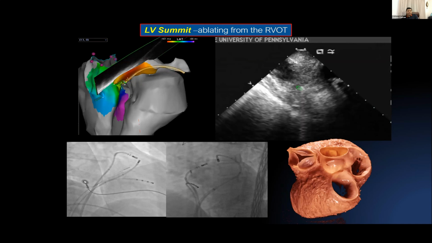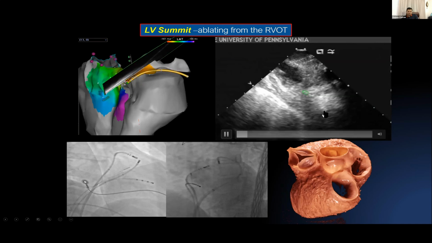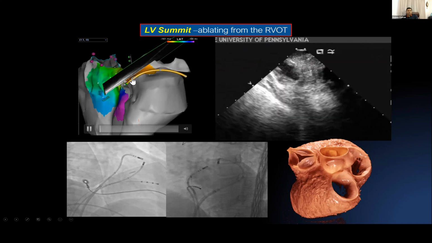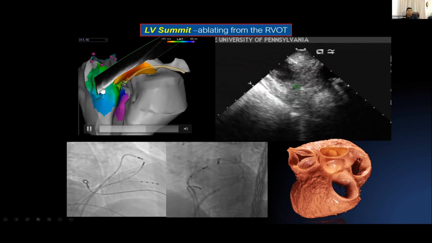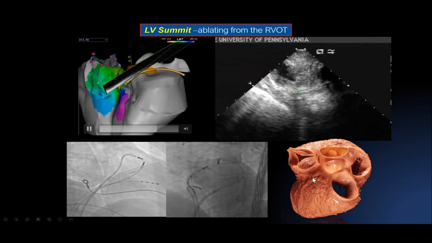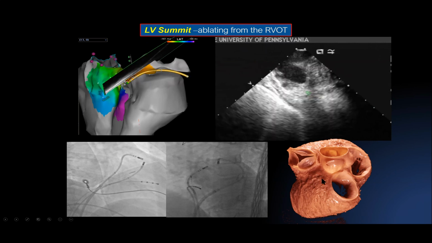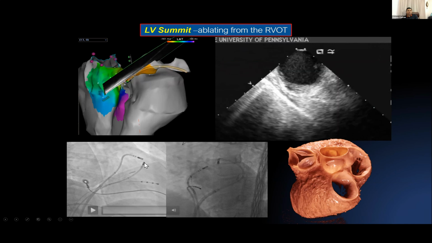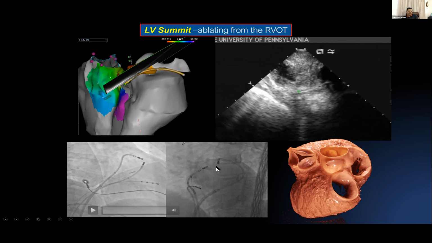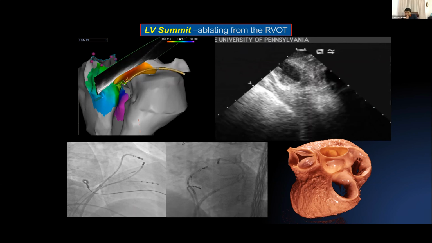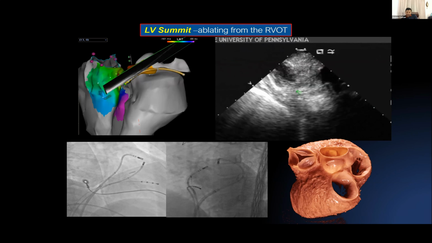Now, we can do an ablation of this from the RV side, as I was talking about. And in fact, there are cases where you will have to do ablation both from the right and the left side to sandwich the spot where it's coming from, because it might be coming from a deep intramural region. In this case, we had to do a simultaneous unipolar ablation to try and sandwich that area from both sides. And that's how we successfully managed to eliminate the PVC.